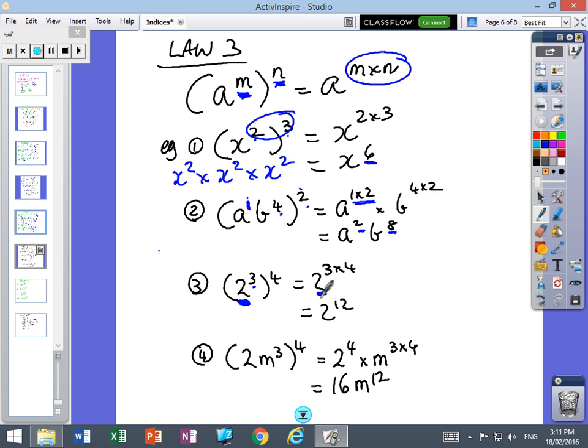Okay, now this 2 has a power, so it's called a base. So the answer will be base 2. I just go 3 times 4 equals 12, so it's just 2 to the 12. So you just got to be careful.